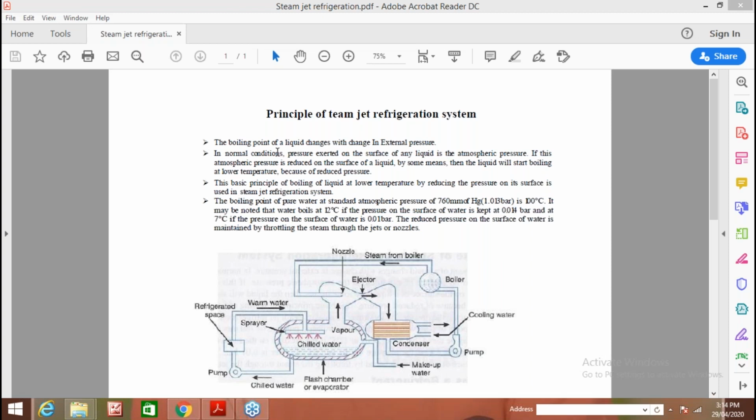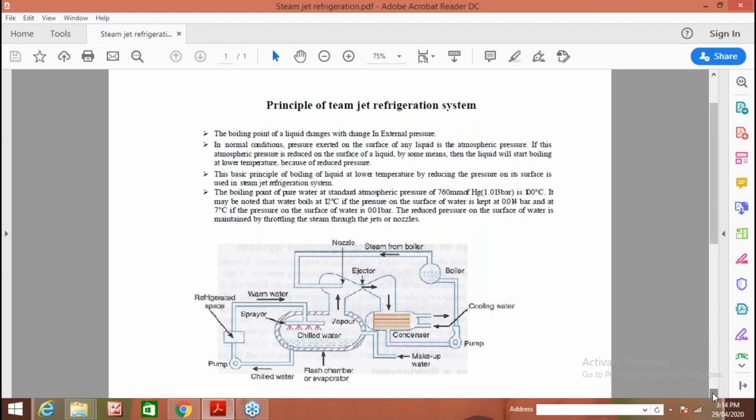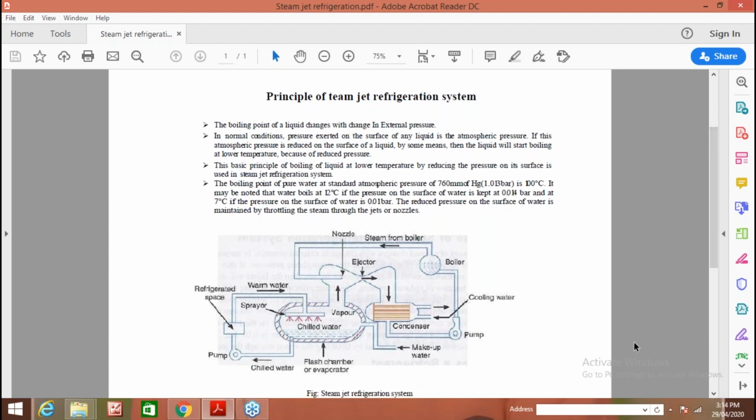Hello friends, today we will see steam jet refrigeration system and defrosting. Steam jet refrigeration system works on the principle that boiling point is a function of pressure. Which means if you decrease the pressure, the boiling point also decreases. We all know water boils at atmospheric pressure at 100 degrees Celsius. So if we decrease the pressure of water, it will boil below 100 degrees Celsius.